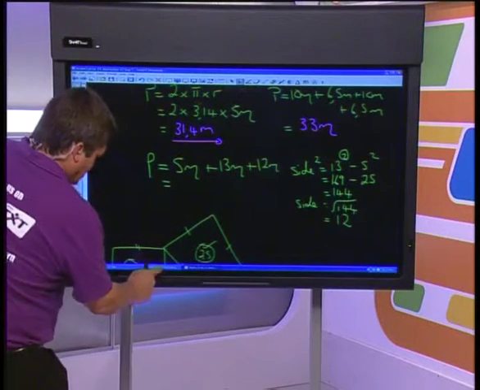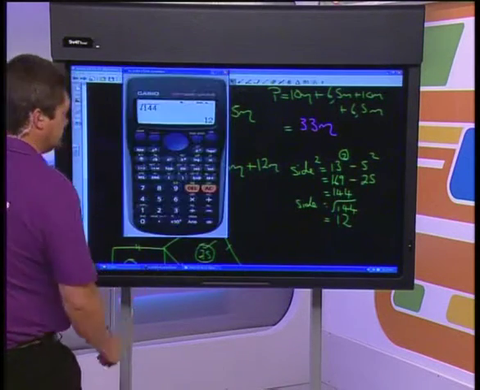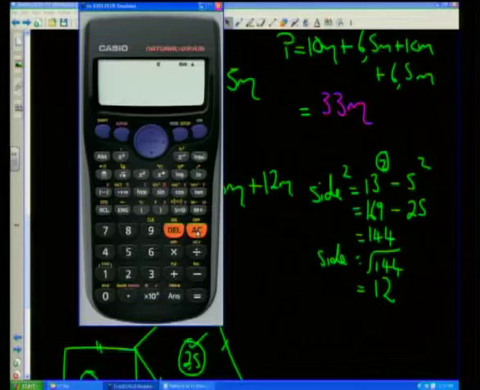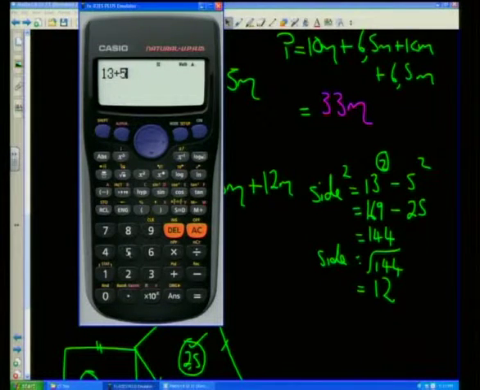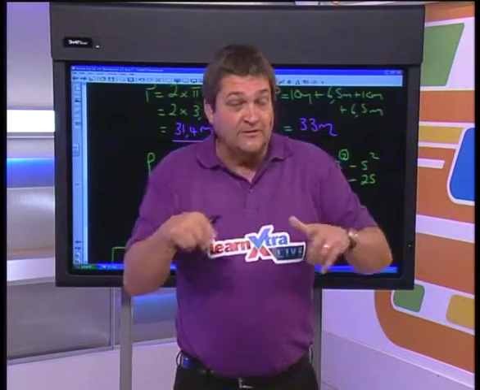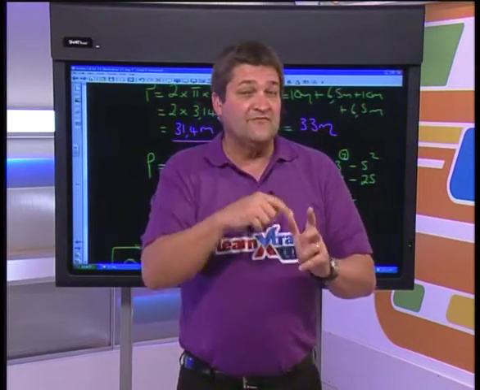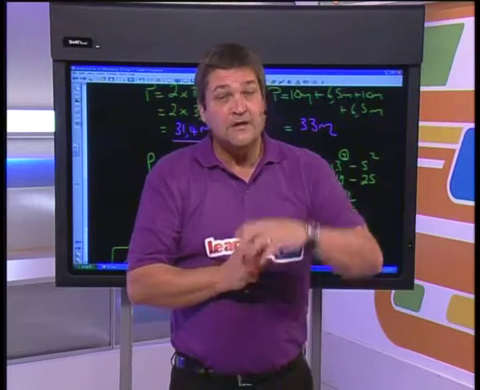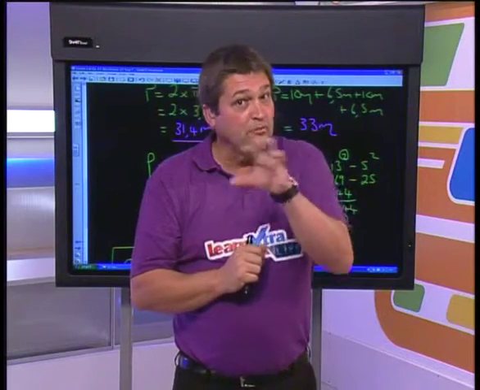Let's use our calculator. It's Thursday afternoon, why should we think? So we've got 13 plus 5 plus 12, and there's our answer of 30. So we now know that is 30 meters. So we found the perimeter of our circle, our rectangle, and our triangle, just by adding up all the sides.